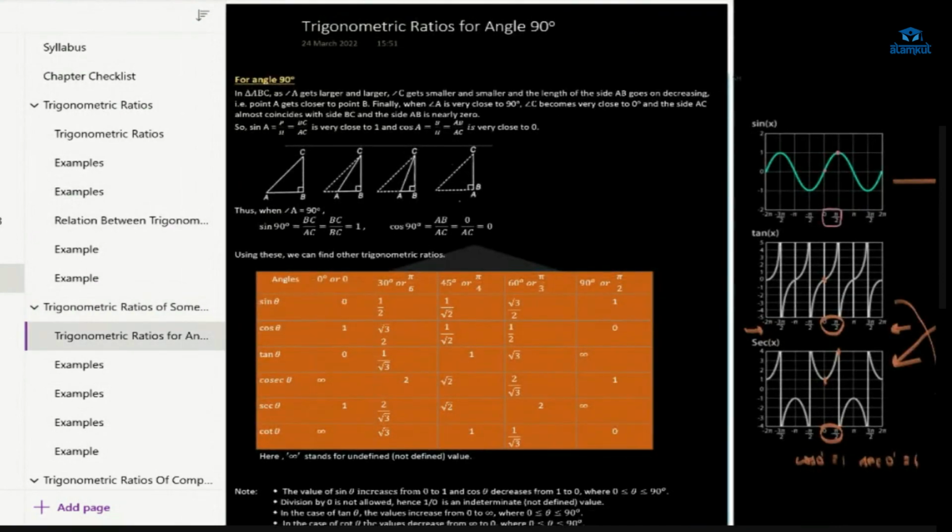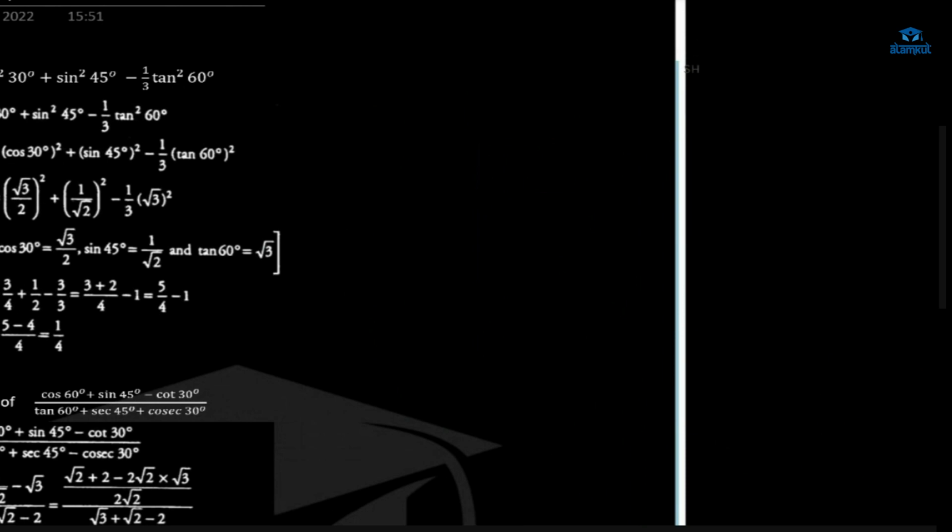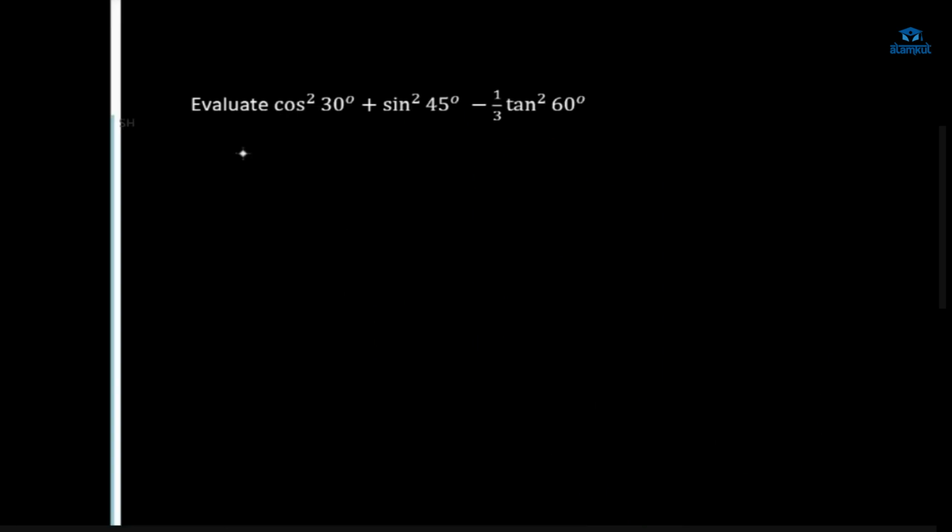Let's see the questions related to this. Now we'll see some examples related to this. Okay. Evaluate cos square 30. Let me copy this question to the other side so that it will be easier for us. So we have to evaluate this. We have to find the value.